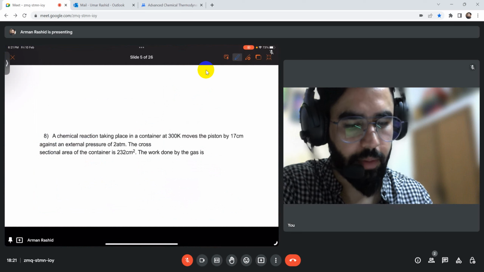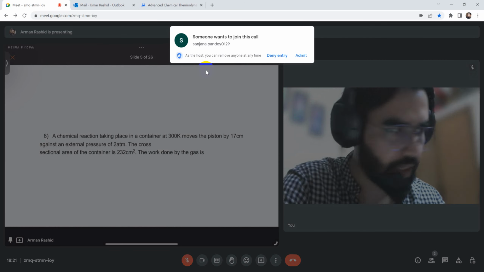Now let us go back to our problem. The chemical reaction is taking place in a container.